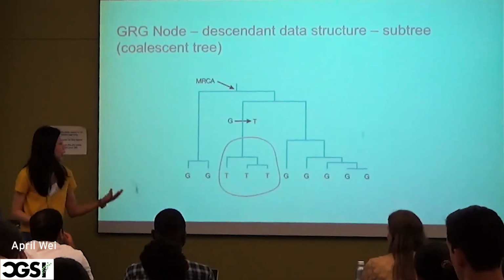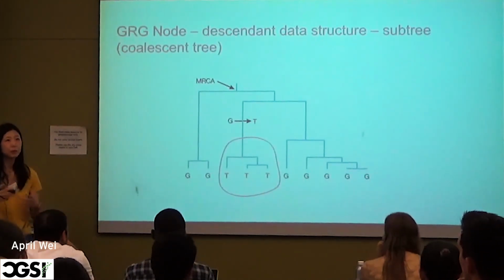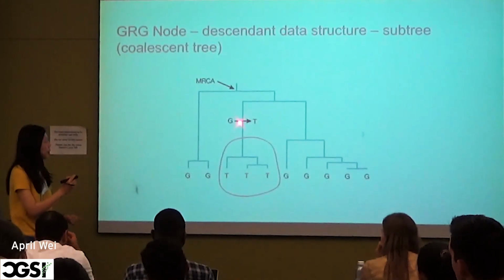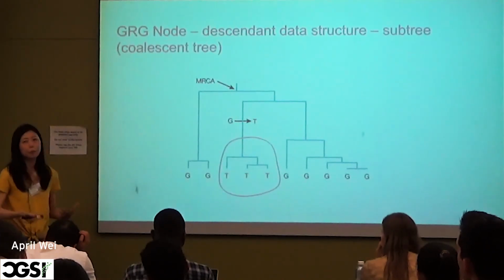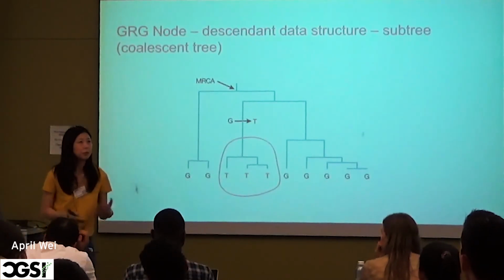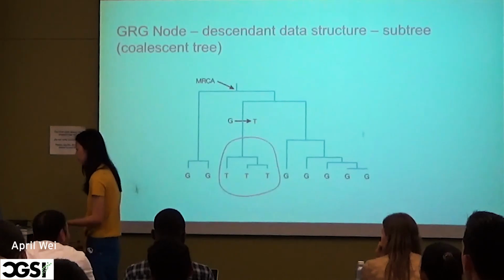So why is below a GRG node a tree? That is really coming through a coalescent tree. We have a whole coalescent tree for all the samples in the region in the genome, and we're representing this mutation as a node, and below this node is a subtree from the coalescent tree that passes down this mutation to the sample genome. So it's very intuitive from a population genetics perspective why below a node is a tree.